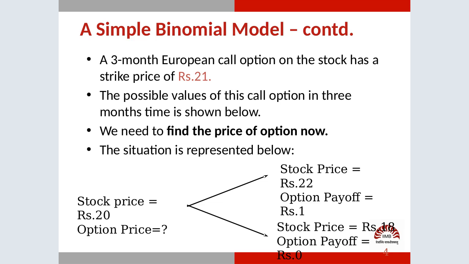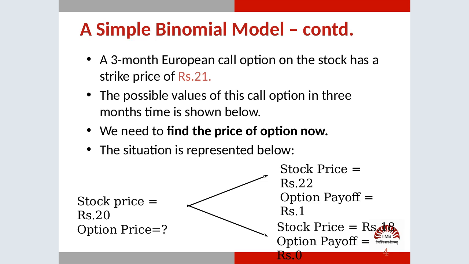Similarly, when the price goes to 18, will you buy it at 21? The answer is no, and you will buy it in the market. So therefore, your option payoff goes to 0. So when the price goes to 22, you will exercise the option, and the option is in the money. How much profit do you make when the option is in the money in this case? 1. When the price goes to 18, the option is out of the money, which means you will never exercise it, and therefore the payoff will be 0.